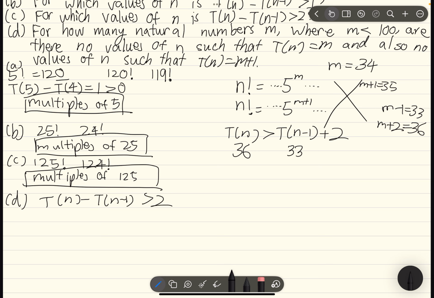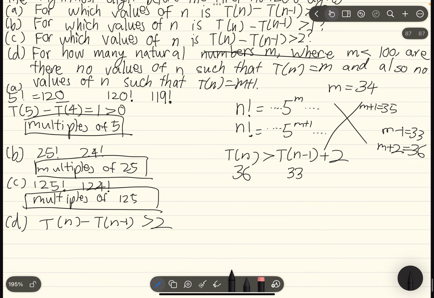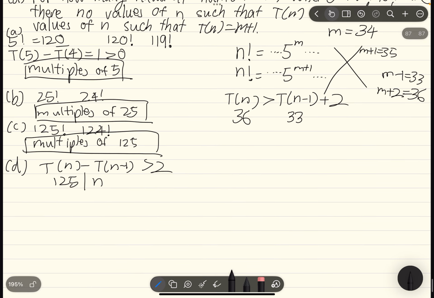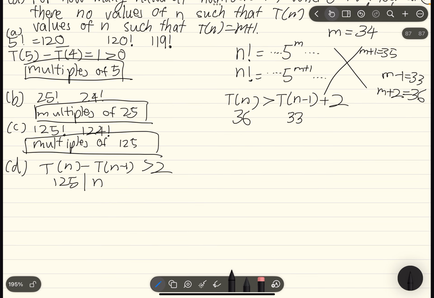And for what values of n is this true then, right? Well, we know from C, because this is literally the question for C, that n would be a multiple of 125. So let's list out all the multiples of 125 and see what we get for m and m plus 1.